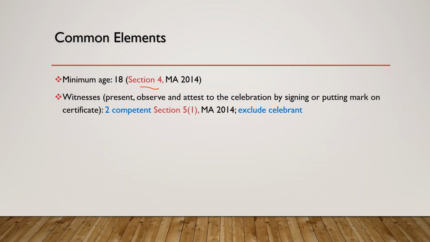Now, the second common element of a valid marriage is that it requires witnesses. And I'm sure if you've attended a church marriage or a Christian marriage, I'm certain that you saw witnesses, and these are people who were present during that marriage ceremony. They observed that ceremony. They attested to the celebration by signing or putting a mark on the certificate. There's a certain point where two people come to sign a document at the front of the church. Now, that is never a formality.